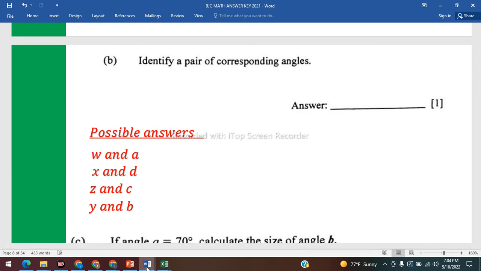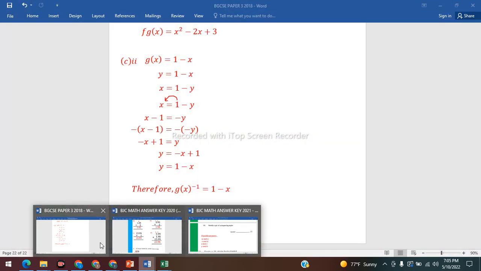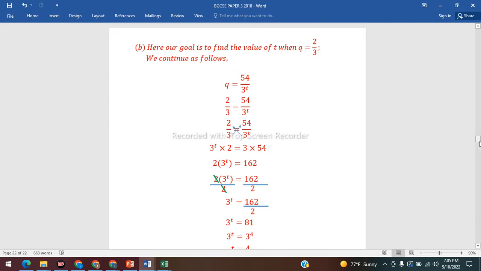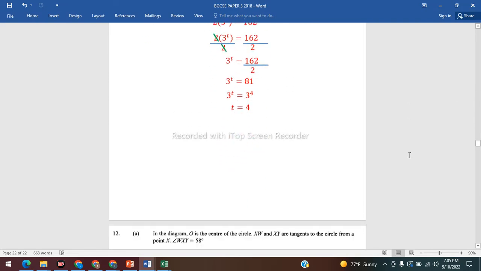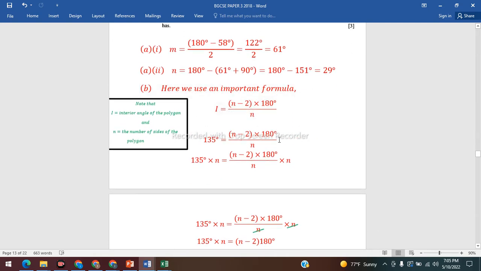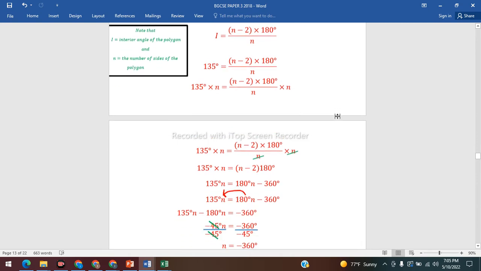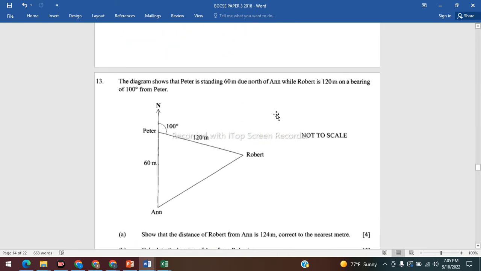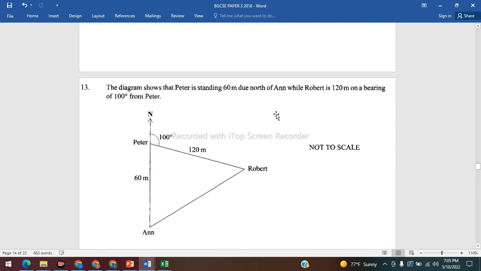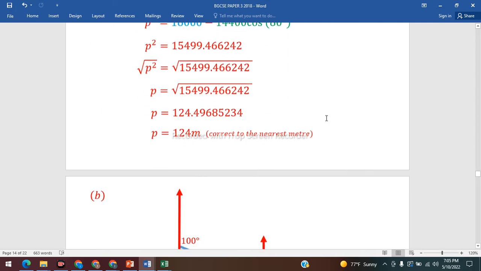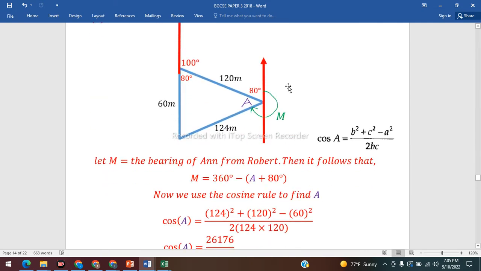Right, moving right along. So we started this paper yesterday. Not started, we continued it. And we did the circle theorem. We did the interior angle. We move on from BGCSE. We did the bearings.